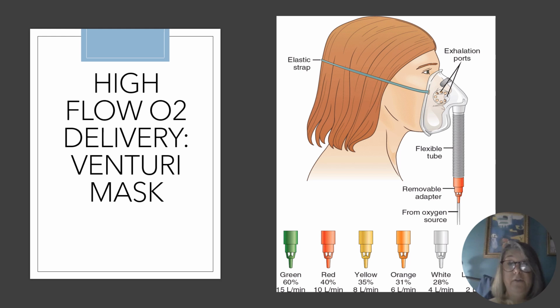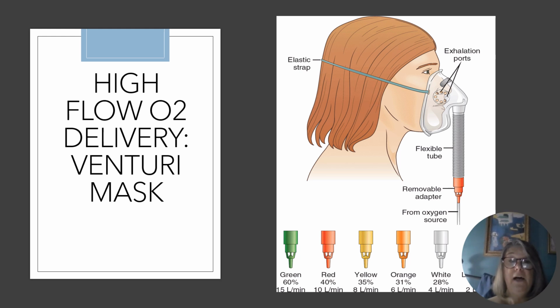This also uses humidity. The oxygen source is passed through a humidifier that allows the oxygen to be humidified before reaching the patient. The humidifier has a dial that is used to adjust the O2 concentration being delivered to the patient. This provides the patient with concentrations of 24 to 100% O2. Minimal flow rate on these is 10 liters per minute.